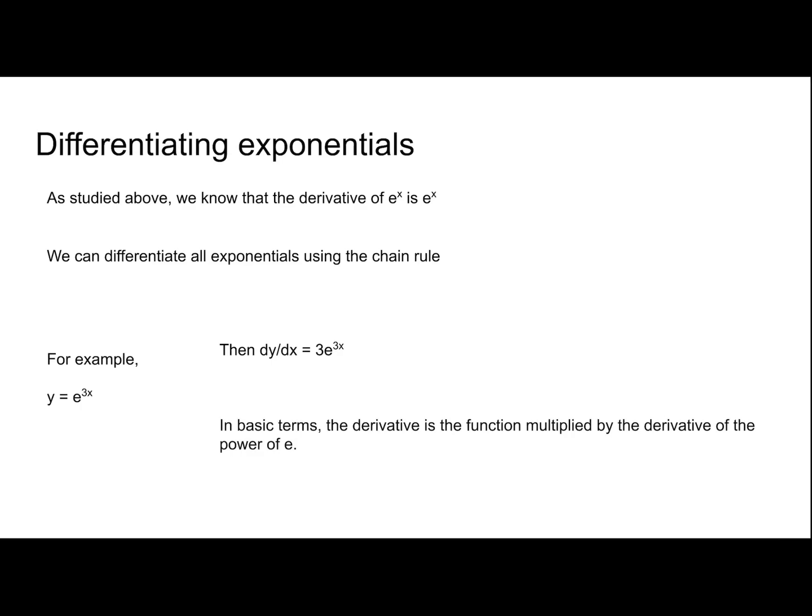So let's put this into more basic terms. The derivative of the function is the function y multiplied by the derivative of the power of the e. So if the derivative of the power in this case is 3, and the function is e to the power 3x, it becomes 3 times e to the power 3x. That's our derivative. And that's how you would differentiate an exponential. So you can differentiate these exponentials using this chain rule.